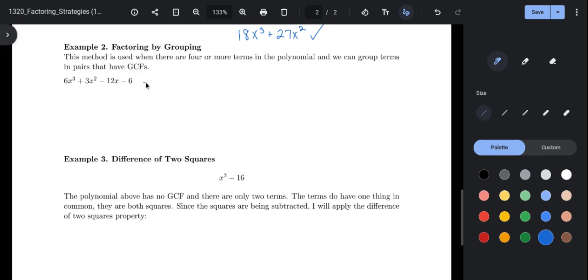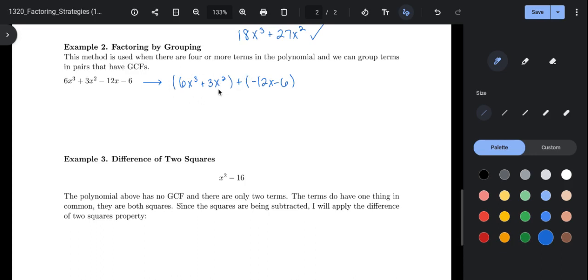So the very first thing we're going to do is put parentheses around pairs of terms. So the first pair of terms that we have is the 6x cubed plus 3x squared. And the second pair of terms that we have is negative 12x minus 6. So right now we just grouped the terms. We didn't do anything else but add parentheses. The next thing that we're going to do is factor out any greatest common factor for each of the sets of parentheses.